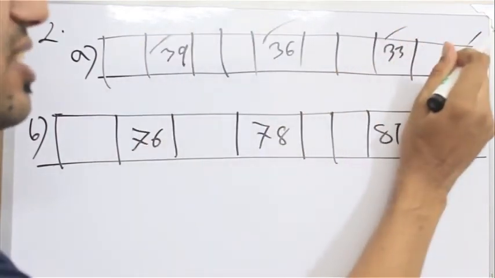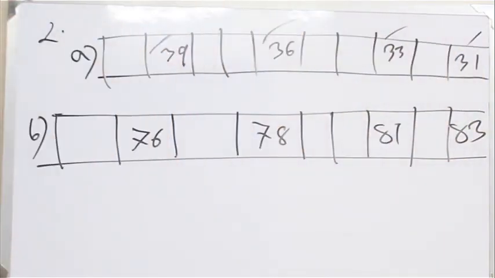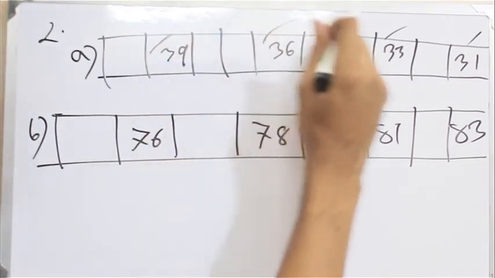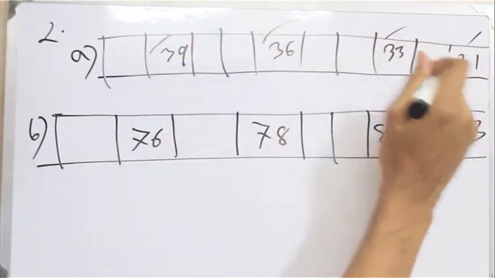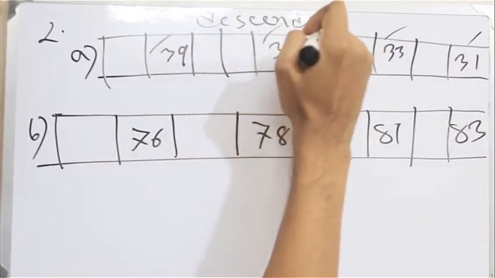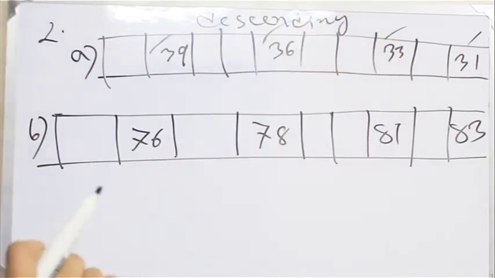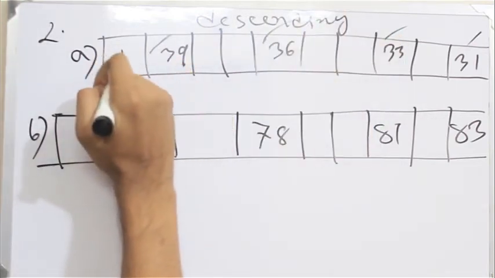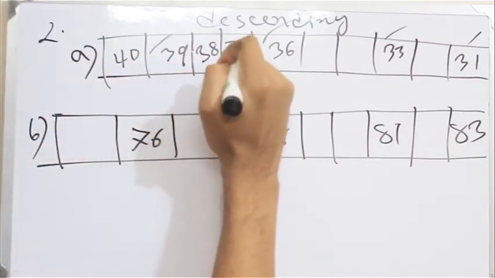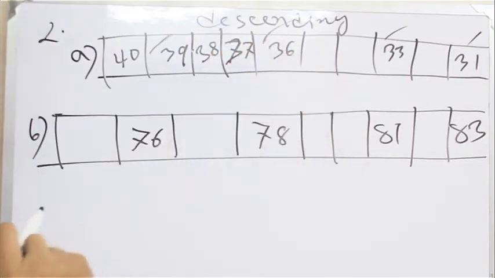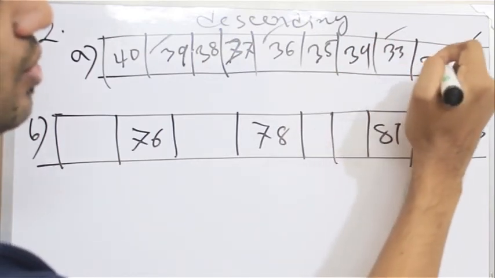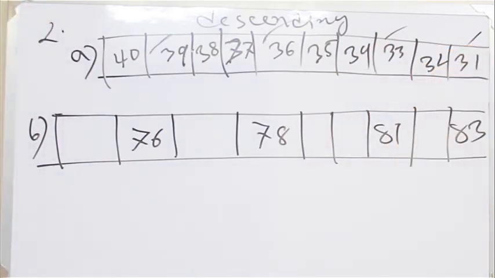Is it in the descending order or in the ascending order? See, number keeps going down. So 39, 31, that means this is a descending one, right? Okay, so you now get the thing. So 39, before 39 we can get 40. Now see, 38, 37, now we get 36, 35, 34, 33, 32, 31. This is how we fill in.